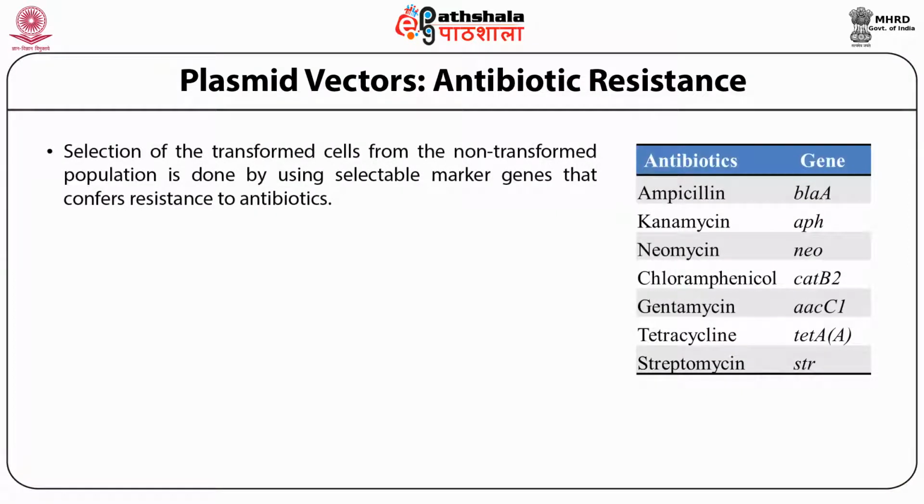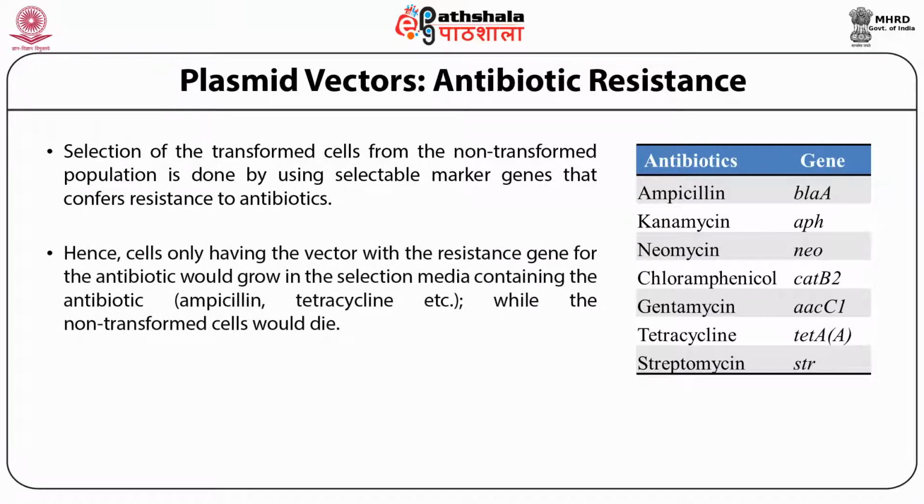The selection of transformed cells from the non-transformed population is done by using a selectable marker gene that may confer antibiotic resistance. Hence, only the cells having the vector with the resistance gene for the antibiotic would grow in selection medium containing an antibiotic like ampicillin, tetracycline, etc. The white and non-transformed cells would die.